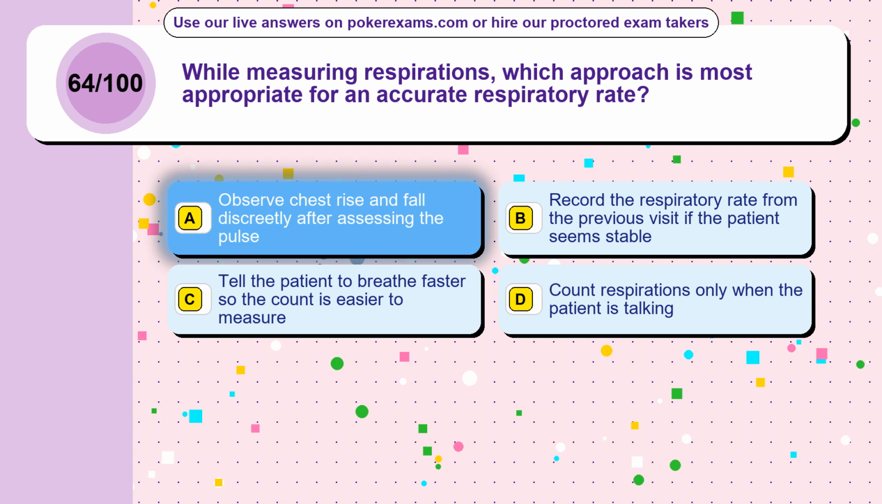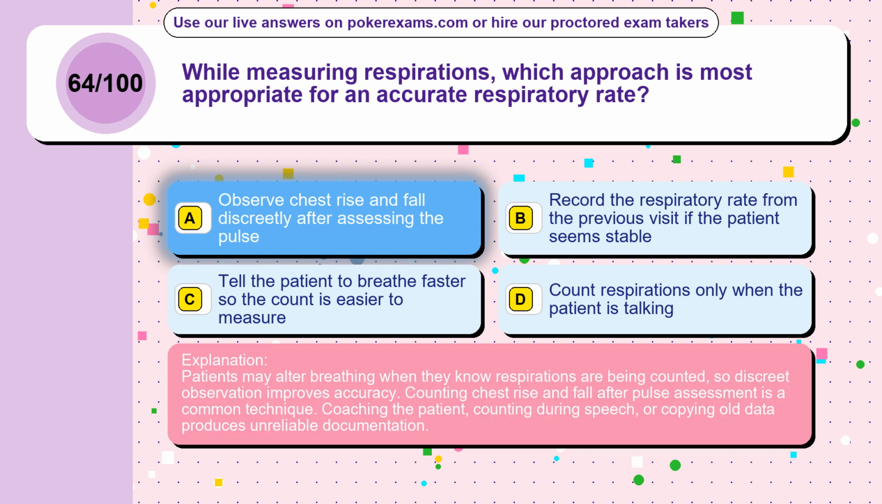The correct answer is option A. Observe chest rise and fall discreetly after assessing the pulse. Patients may alter breathing when they know respirations are being counted, so discreet observation improves accuracy. Counting chest rise and fall after pulse assessment is a common technique. Coaching the patient, counting during speech, or copying old data produces unreliable documentation.